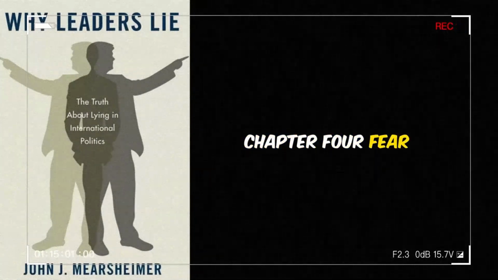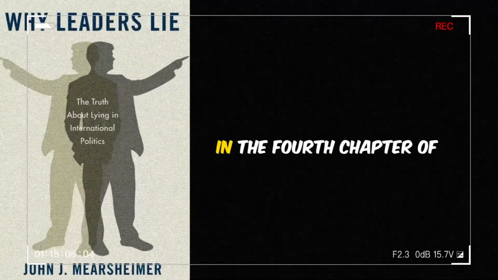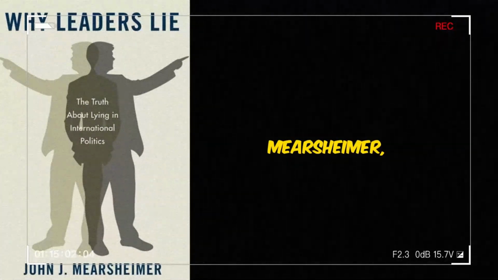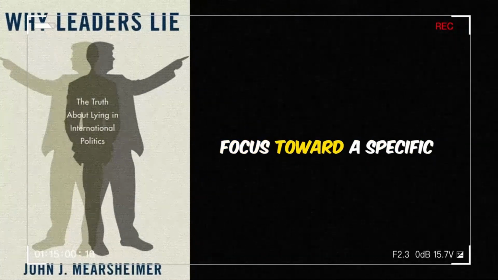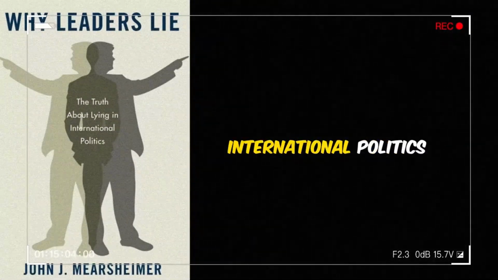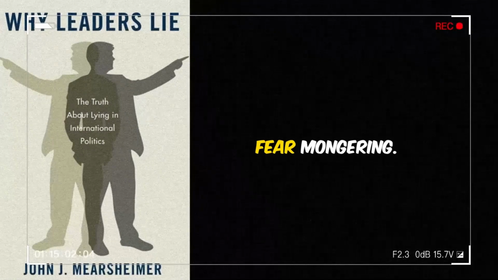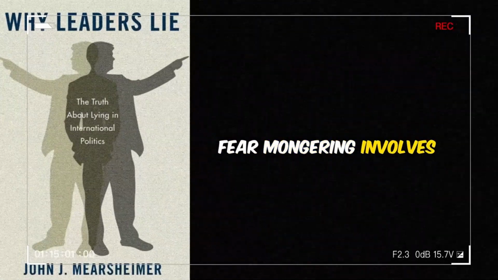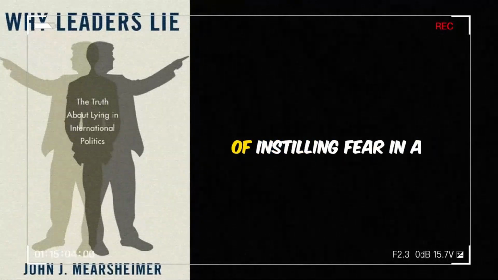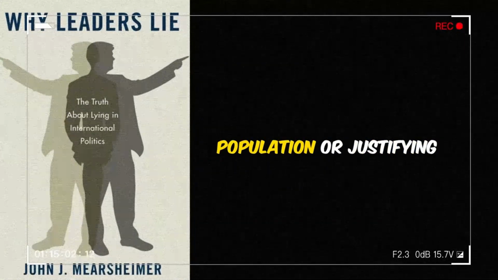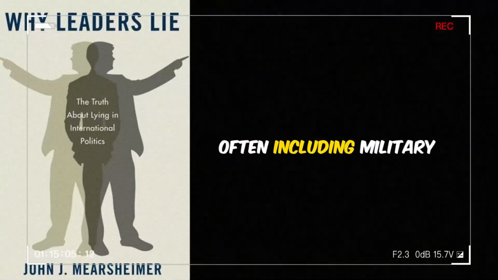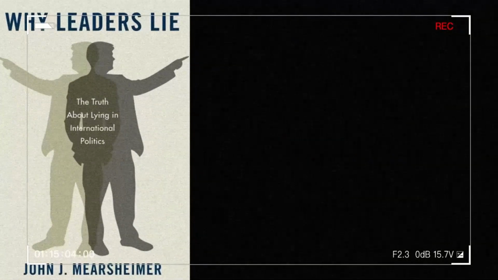Chapter 4. Fear-Mongering. In the fourth chapter of Why Leaders Lie by John Mearsheimer, the author directs his focus toward a specific and potent tactic of deception in international politics. Fear-mongering involves the calculated exaggeration of threats or dangers with the aim of instilling fear in a population or justifying specific actions, often including military interventions.